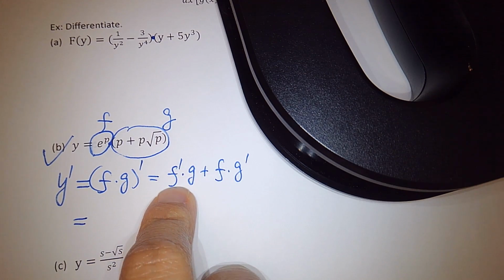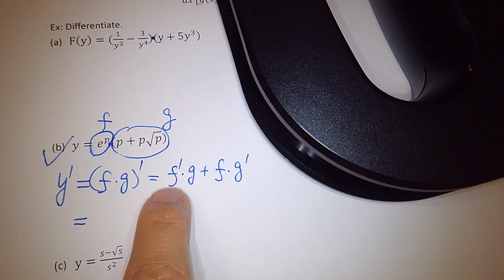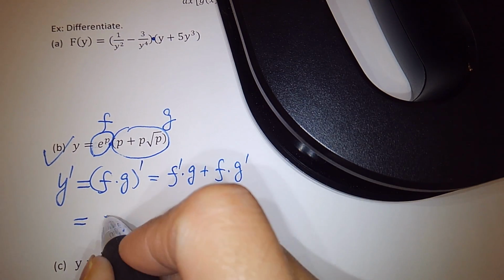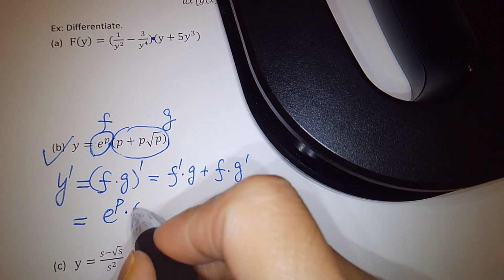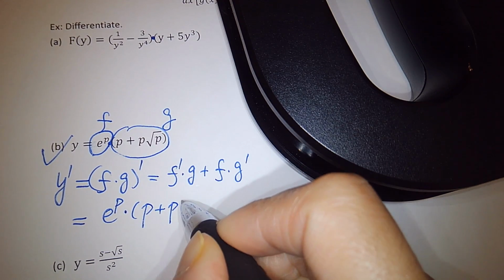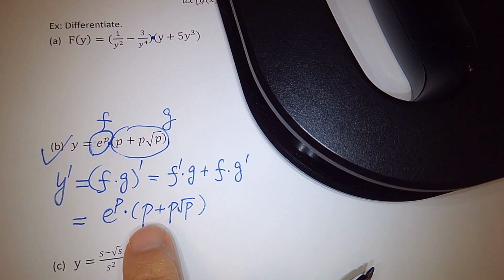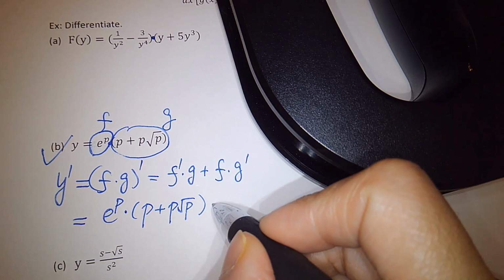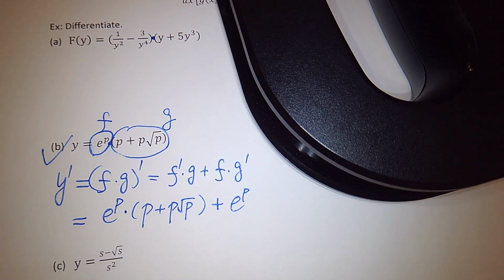So what is f prime? What is e to the p's derivative with respect to p? Just now, Grant already said f prime equals e to the p, times g. What is g? p plus p times square root of p. Everybody? Alright, now plus f. What is f? e to the p, right?